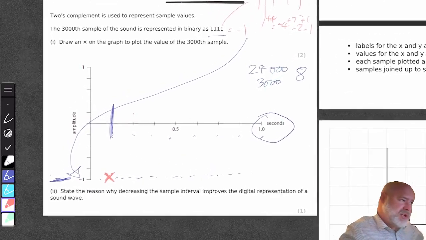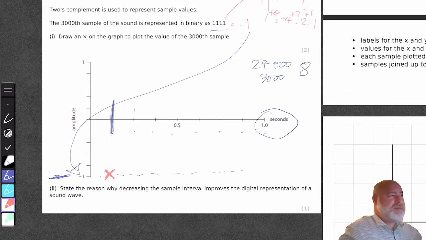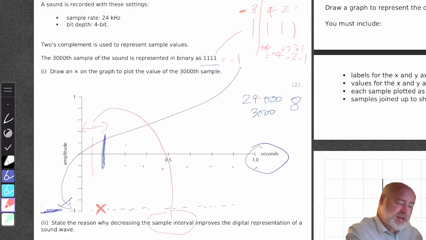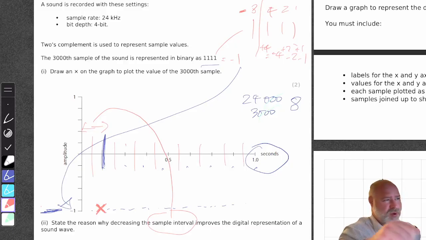And the second part of the question is, state the reason why decreasing the sample interval improves digital representation of the sound wave. Yeah, I mean, if you decrease the sample interval, that's the sample interval right now. If we decrease it, we're adding more snapshots in, aren't we? Let's say it was 48 kilohertz, then it would look a bit like this, wouldn't it? And we'd have double the amount of snapshots on our sound wave.